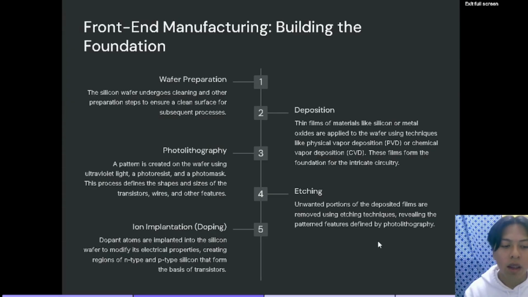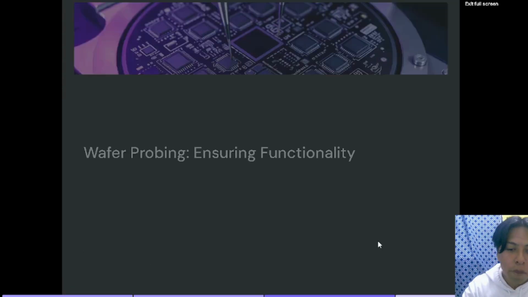This is the doping. Dopant atoms are implanted into the silicon wafer to modify its electrical properties, creating the regions of N-type and P-type silicon that form the basis of transistors.